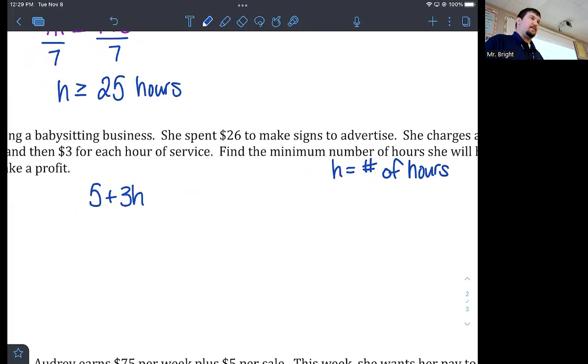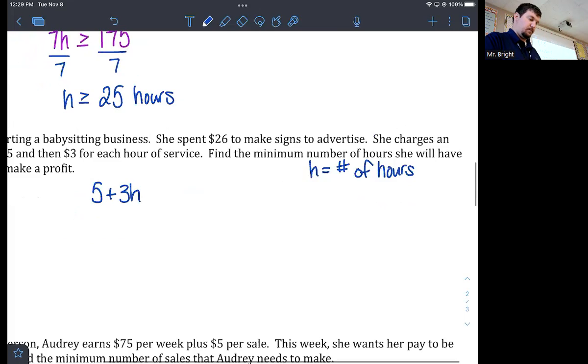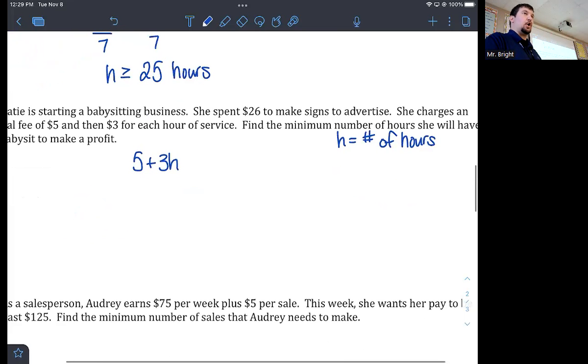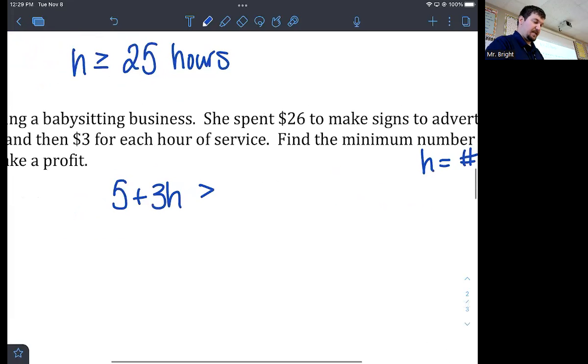To make a profit, she's going to have to do what? Earn back the $26 that she spent, right? If she makes exactly $26, has she made a profit? No, she's just broke even, actually, right? So in order to make a profit, she's going to have to make more than or greater than $26.